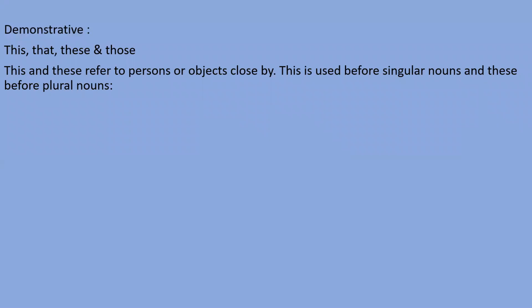So dear students, we have to understand whenever we have to demonstrate something, means we have to point out something, that time we should use this, that, these, or those, right? So this and these we use for the things which are near to us, right? If that thing is singular, we should use this. If those things are plural, we should use these, right?